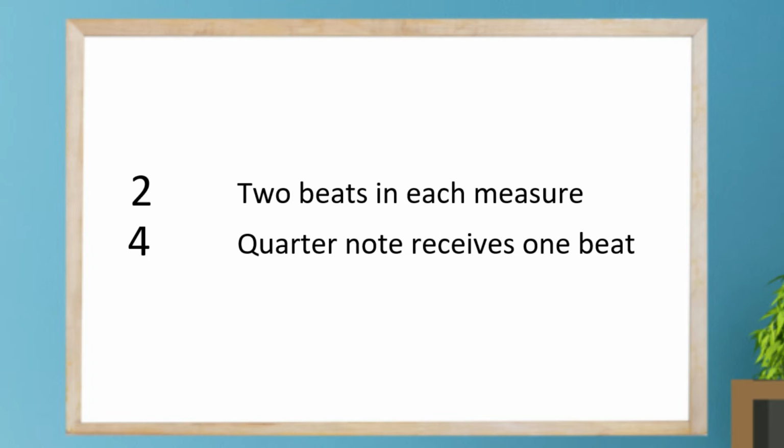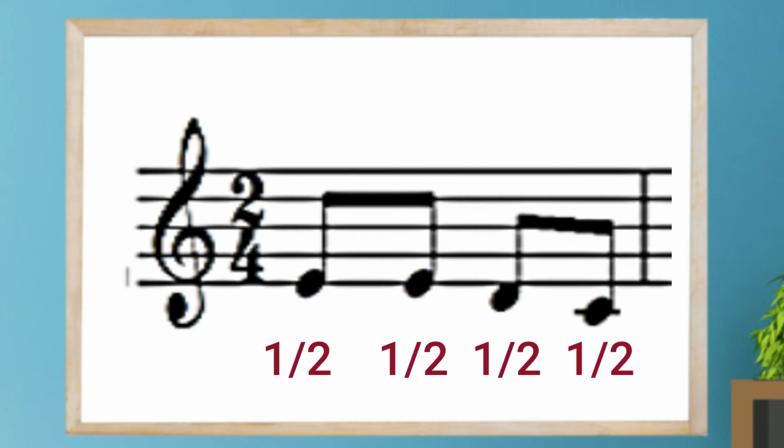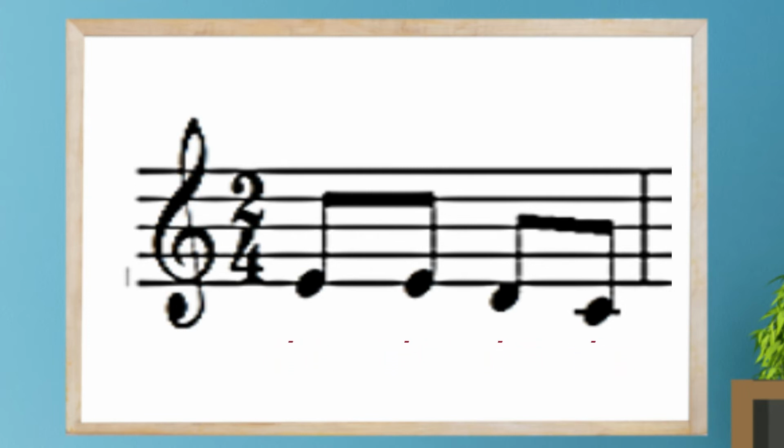Let's count the beats in the first measure of the song Liza Jane. Take note that the time signature of this song is 2/4. So, there are 2 beats in every measure. We have 4 8th notes in the first measure. So, 1/2 plus 1/2 plus 1/2 plus 1/2 equals 2. So, the first measure has 2 beats. How about the second measure?